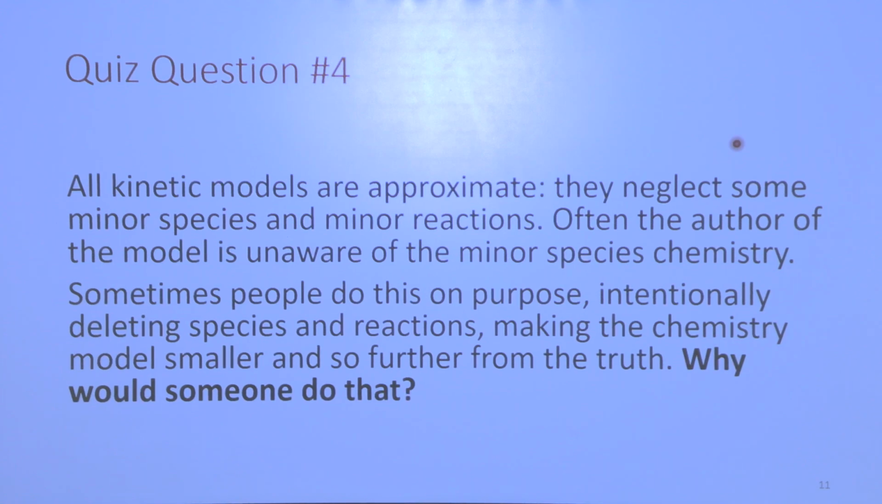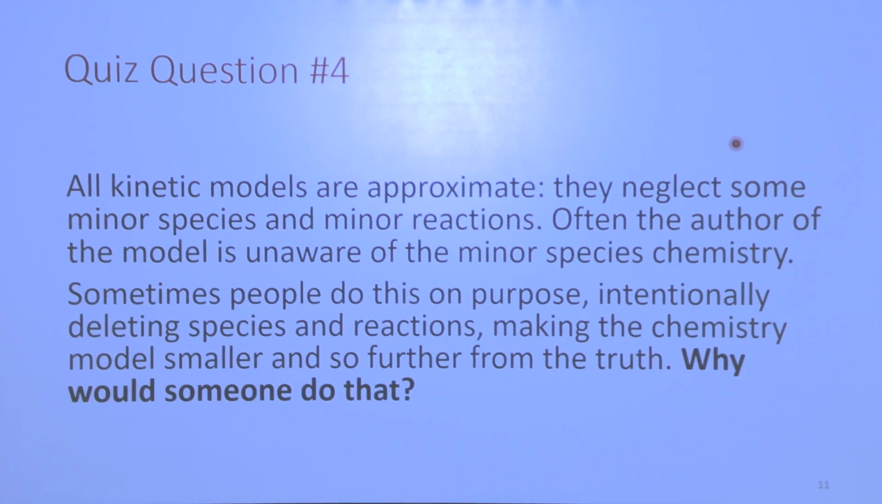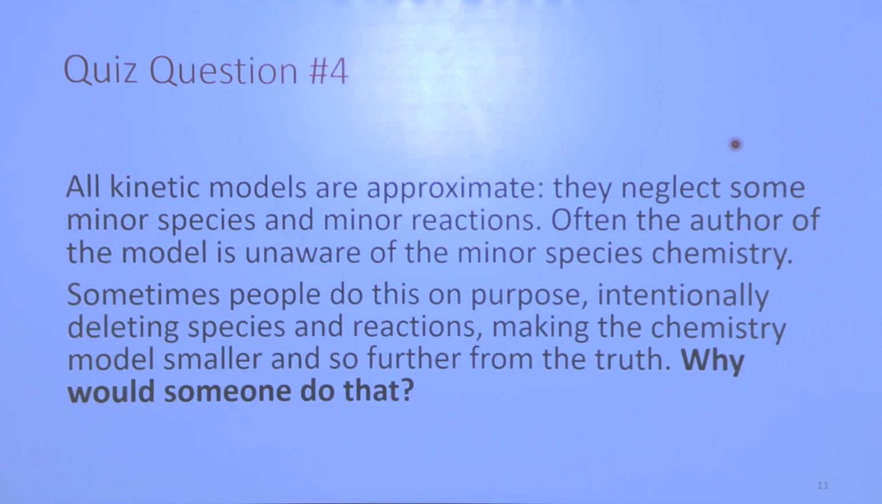All right. So quiz. All kinetic models are approximate. They all neglect some minor species and some minor reactions. And actually, often the author of the model might not even be aware that those minor species or reactions exist. But on top of that, sometimes people intentionally delete the species and reactions, which makes the chemistry model smaller and further from the truth because they're deleting species and reactions that actually do exist. Why do they do that?